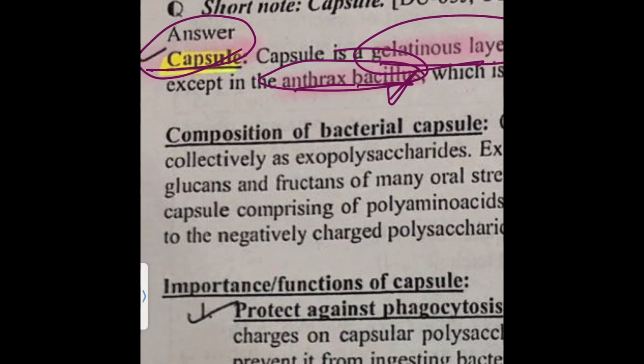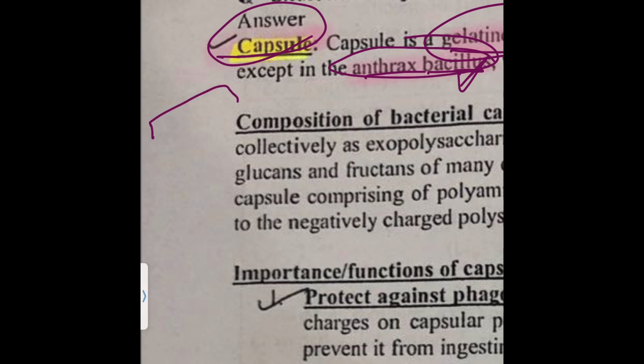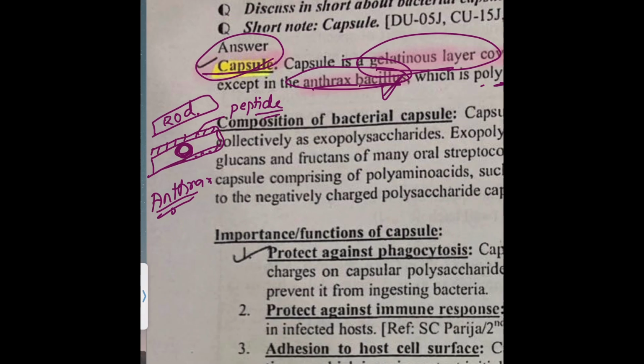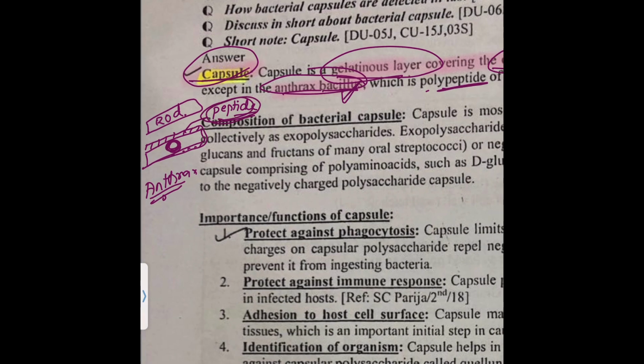What is Bacillus anthracis? Bacillus means rod, you know that, and I said Bacillus has a central spore. So Bacillus anthracis is an organism which has a spore, and it also has a capsule. The exception, the funny thing, is that it is made up of peptide. Normally all capsules are sugary in nature, right? But this is made up of peptide, that is protein.